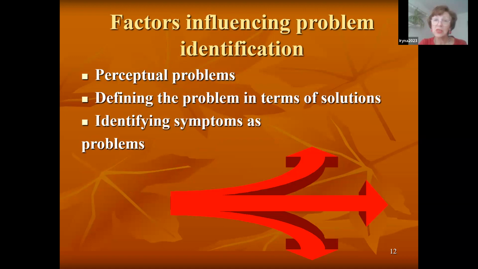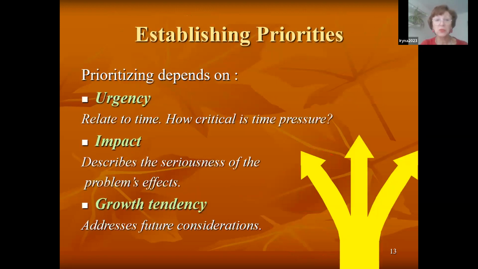Our decision-making process is based on our perceptions. And very often there are perceptual problems with identifying the problem situation. As I said, we may define the problem in terms of the solution, or we may identify symptoms as problems. And this may lead to wrong decisions.